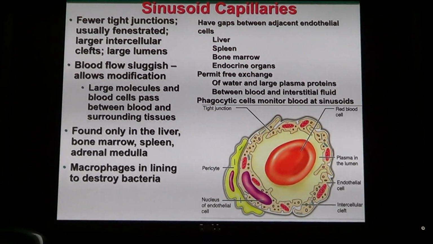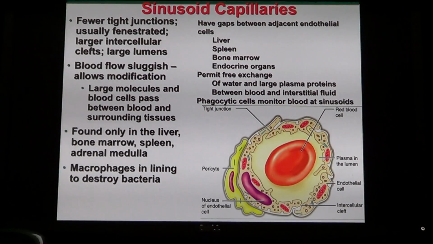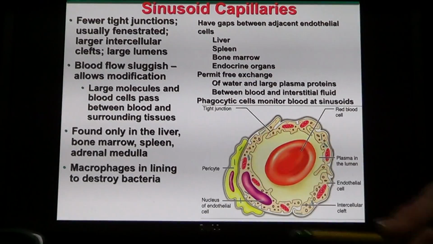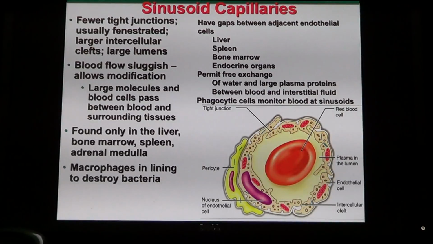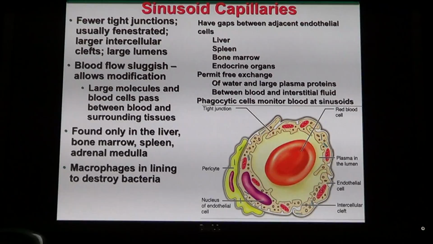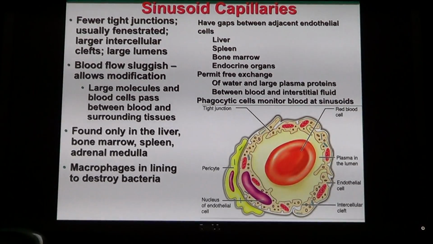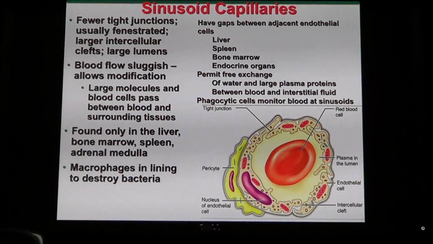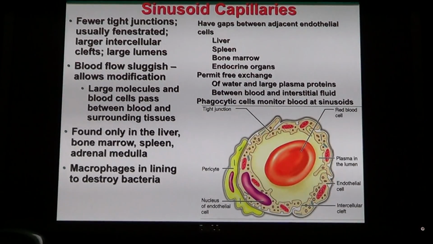Sinusoid capillary. Sinusoid capillaries have large holes, large fenestrae, large pronounced intercellular clefts between the cells. So where are they? They are in parenchymal organs such as liver, spleen, bone marrow, adrenal medulla. They also allow the cells through, specifically phagocytic cells, and erythrocytes, when erythrocytes are getting old and need to be removed.